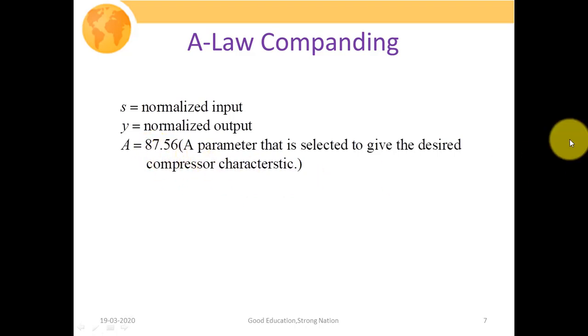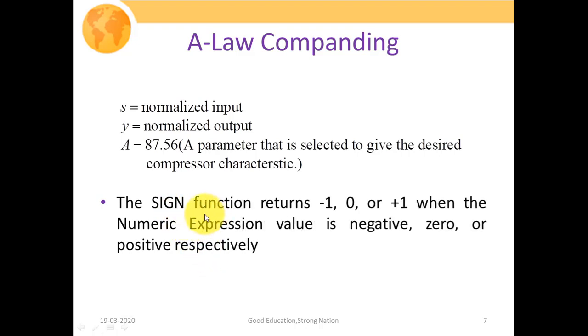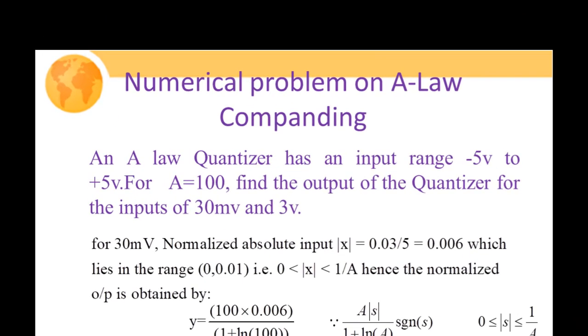This is a standard result. This I had also discussed. The sign function returns -1, 0 or +1 when the numerical expression value is negative, 0 or positive respectively. Obviously I am talking about the signal value. If it is negative, then the outcome of this sign function will be -1. If it is positive, then its output will be +1, and if it is 0, then it returns 0. Now we are going to discuss a numerical problem on A-law of companding.